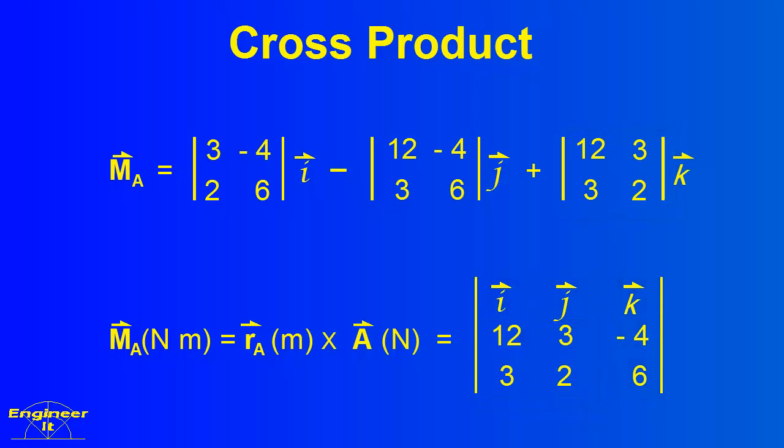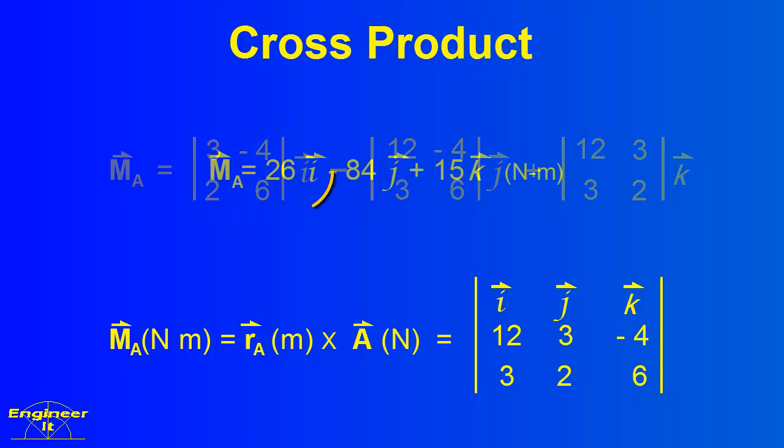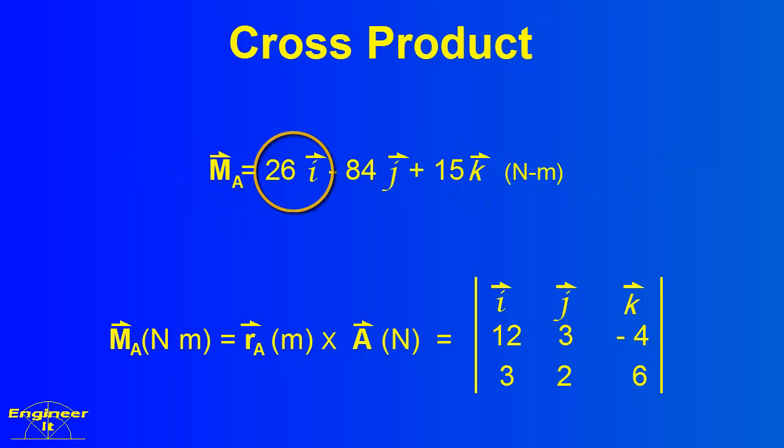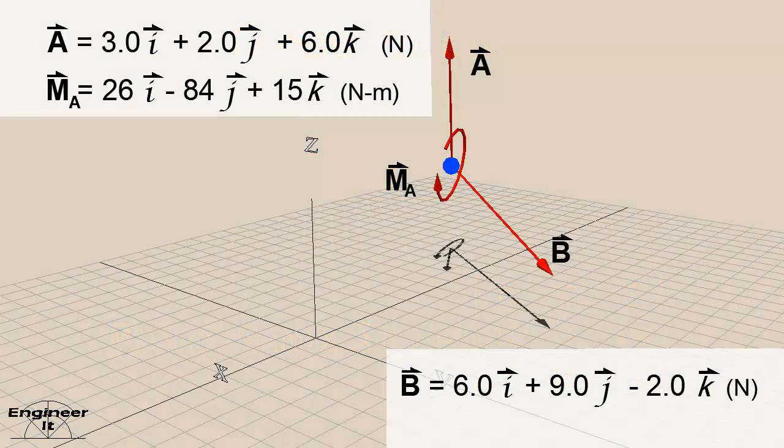Now solve each determinant. The I determinant is 3 times 6 minus 2 times negative 4, which equals 26i. Continue computing the remaining determinants to find the moment of A. Now, vector A's line of action through the concurrent point also includes the moment of A.